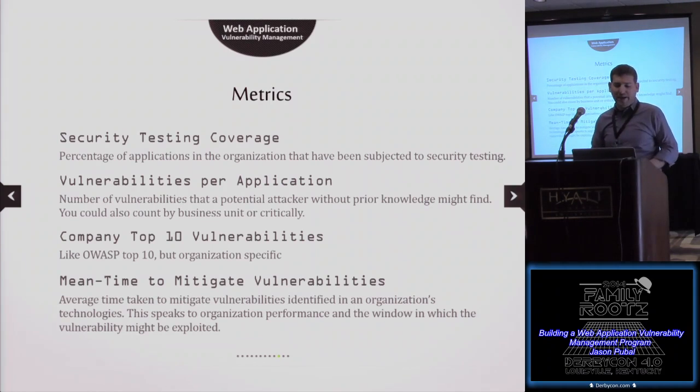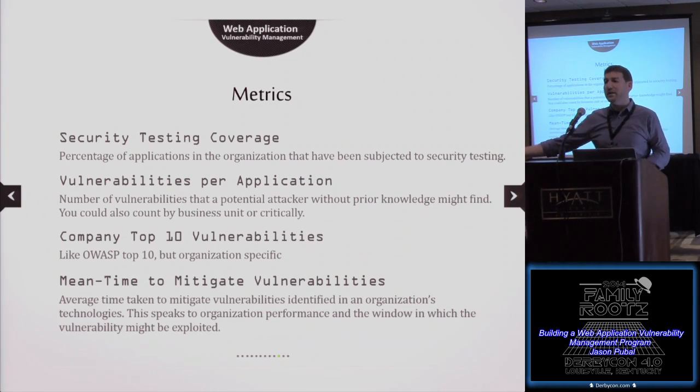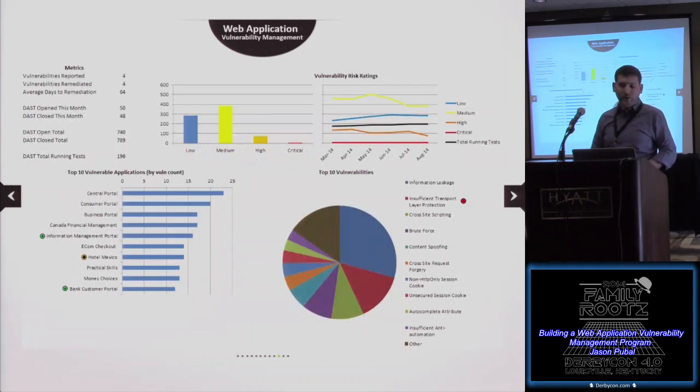Mean time to mitigate vulnerabilities, right? This measures 2 things. 1, how efficient, how effective is your team at fixing the issues? And 2, how long is something sitting out there? If a SQL injection bug is sitting out there for 3 or 4 months, that's a big risk, right? You might want to look at your process and speed those up a little bit.